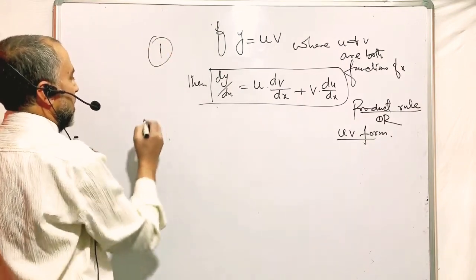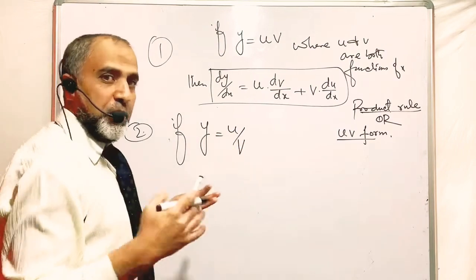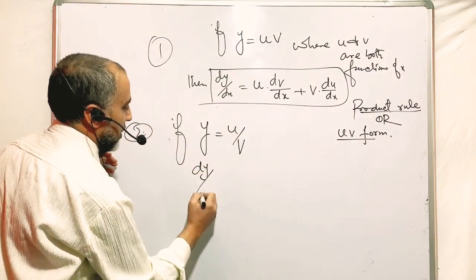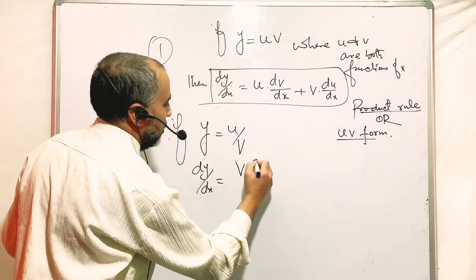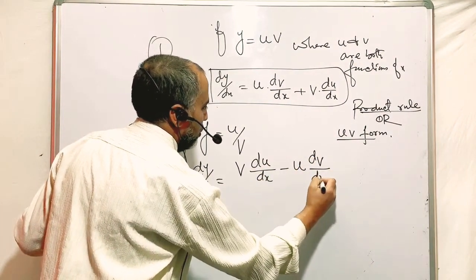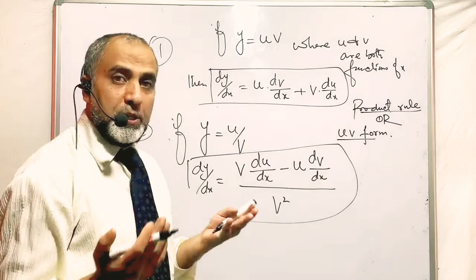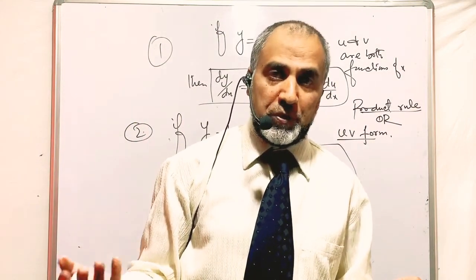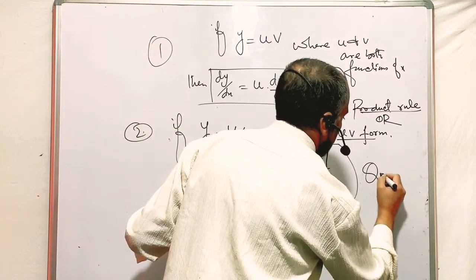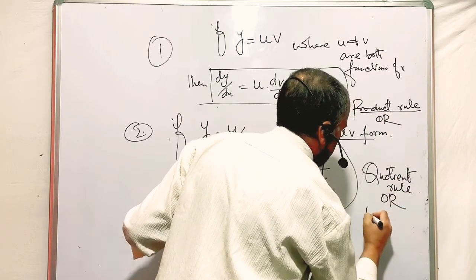This is number first. Number second, you will remember, if y is equal to u by v, where u and v both are functions of x, then in that case dy by dx is, first, denominator v into derivative of numerator minus u into derivative of the denominator, upon denominator square. That is, v into differentiation of u minus u into differentiation of v upon v squared. So this is called the quotient rule, or simply we call this u by v form.